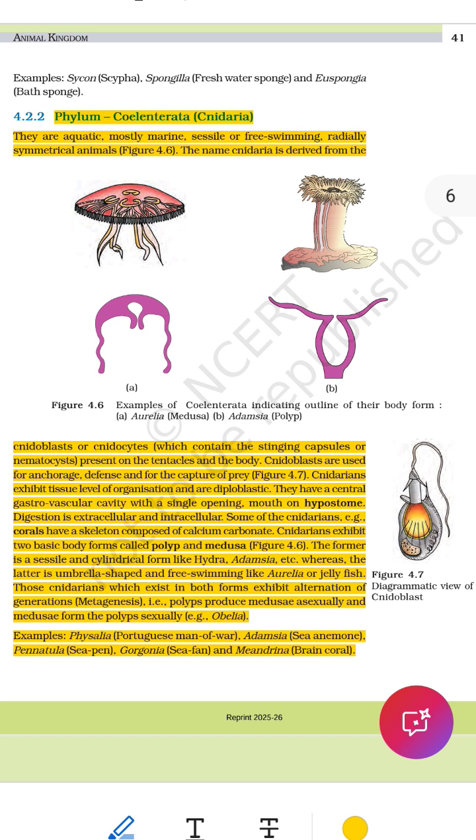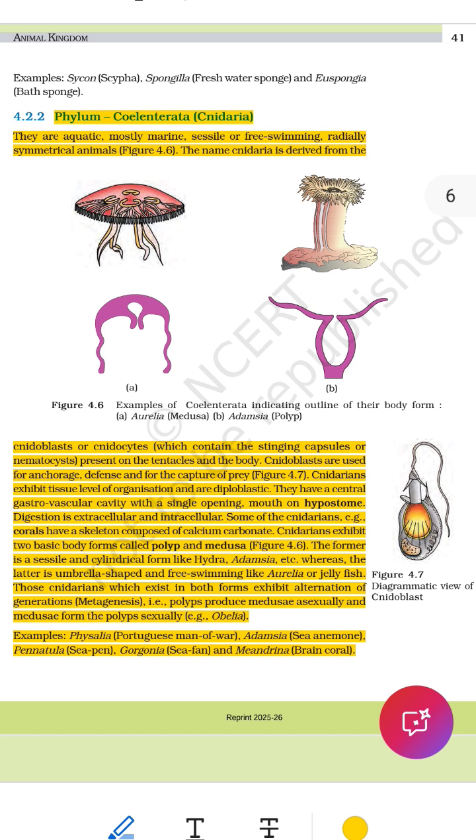2. Where do they live and how do they move? They are aquatic animals. They always live in water. Mostly marine. They live in seas or oceans. They can be sessile. They stay stuck in one place, like sea anemones. Or free swimming. Float or swim, like jellyfish.